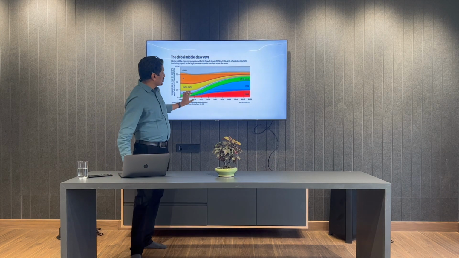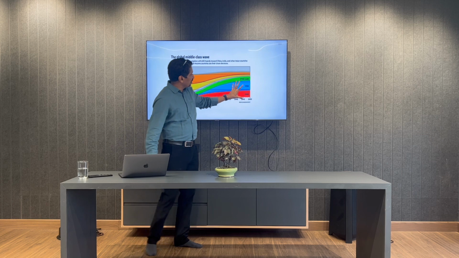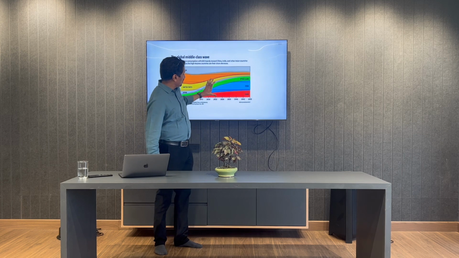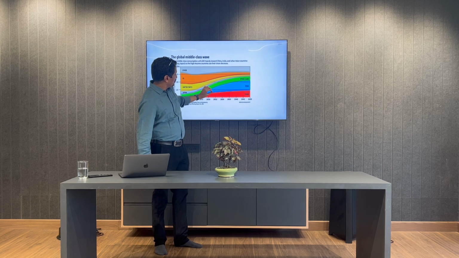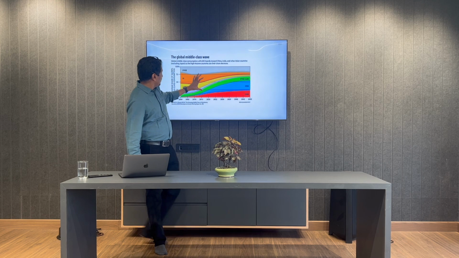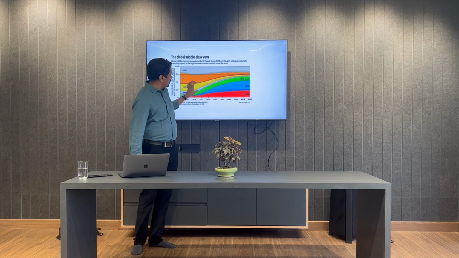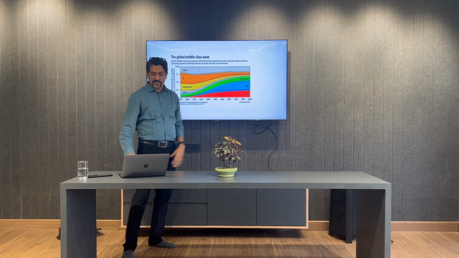You can see the rise of middle class. By the time we reach 2050, this will be saturating. We are somewhere here right now. Middle class is expanding: it is reducing in the US and reducing in EU, but increasing in these countries.